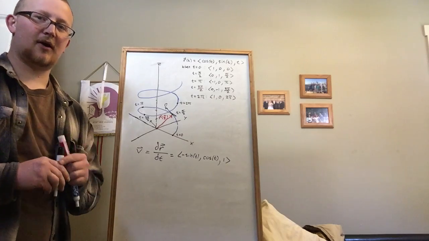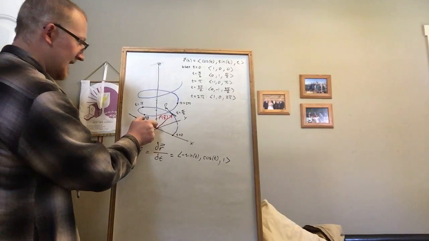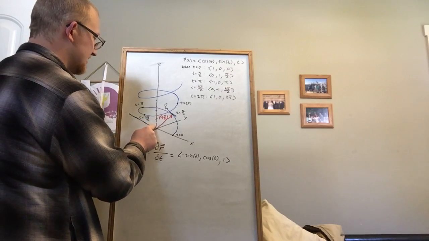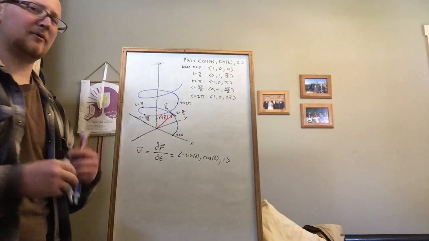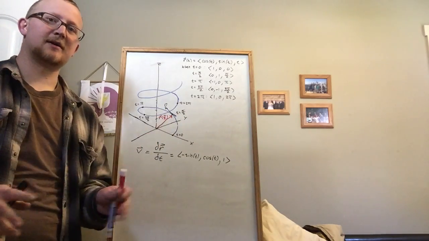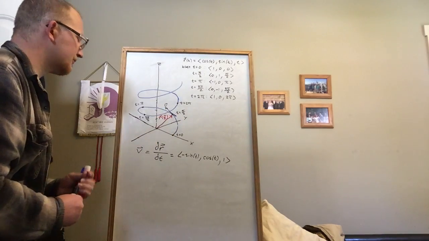But what we do for our own mental health is we take that velocity and we move it in our minds just to make it lie where we think it should. But in actuality, all vectors come from the origin. I just wanted to make sure that that's clear.